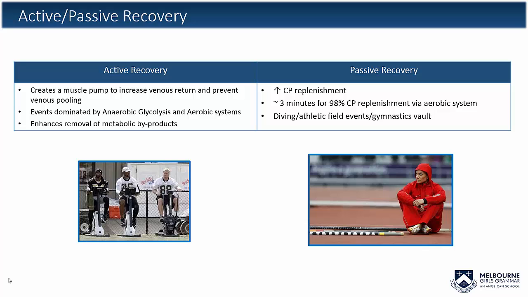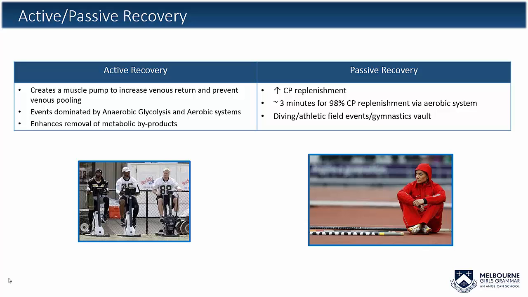The two types of recovery that we've looked at so far, active and passive recovery, again, you need to be able to describe what it is. So active recovery is doing the same activity at a lower intensity, and passive recovery is rest recovery, and you need to be able to prescribe.